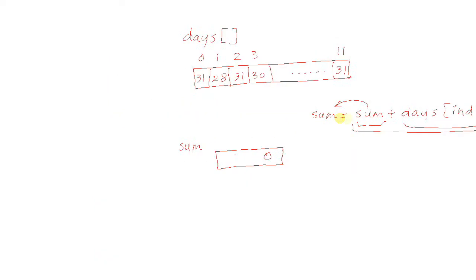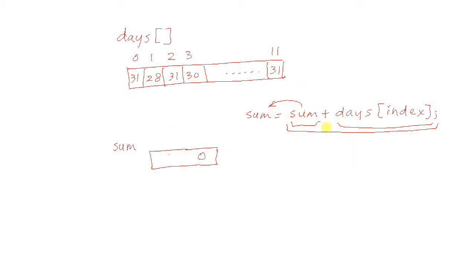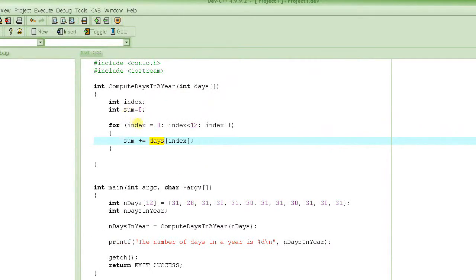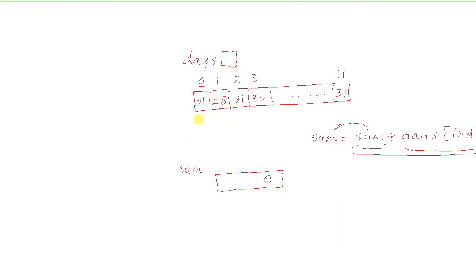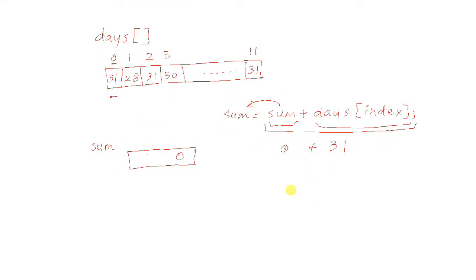As this function executes and this loop executes, it does this again and again. So let's start. The first time, the value of index would be 0, and we will be accessing this element here, 31. And the value of sum is 0. So 0 plus 31, the answer is 31, and this gets stored back into sum. So the value of sum becomes 31 here.